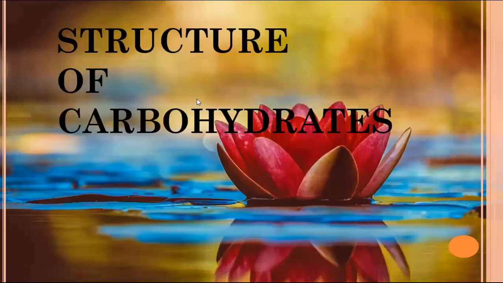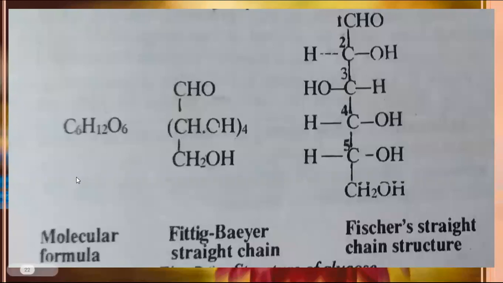Now we discuss the structure of carbohydrates. Monosaccharides, mainly glucose, are represented by 2 structures: one is the straight chain structure, also called the open chain structure, and the other is the ring structure. In the straight chain structure, the 6 carbon atoms of glucose are arranged in a straight line. It is also called the open chain structure of monosaccharides.